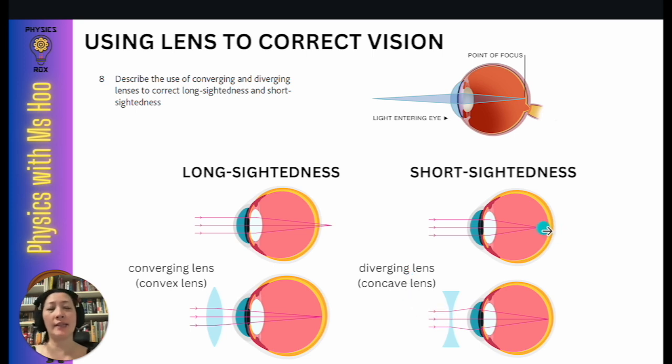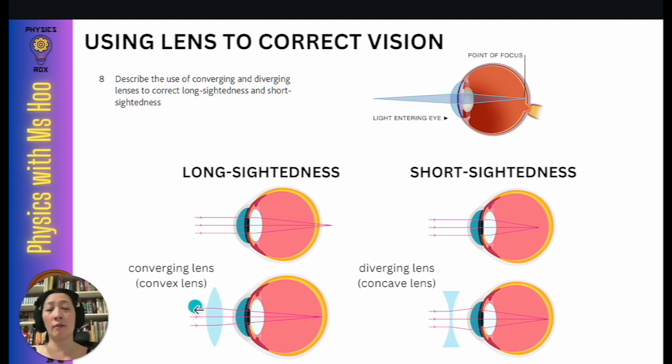Because the light rays end up focusing in front of the retina, we need to extend the focus a little bit to the back. By using a diverging lens, the light rays will be diverged before they are focused as they enter the lens of the eyeball. Then when the light rays meet at the retina, the wearer of this lens will get a sharp, clear image formed. So when it comes to correcting vision, you must know which lens is used for which kind of vision issue. That means for long-sightedness, you need to know that a converging lens is used, i.e. convex lens, and for short-sightedness, a diverging lens is used, also known as a concave lens.